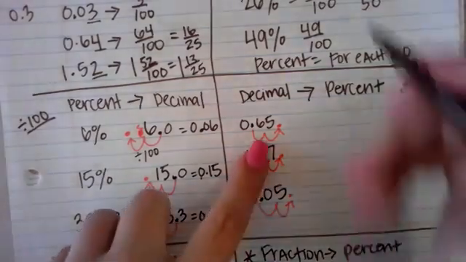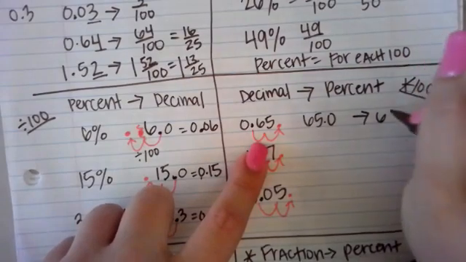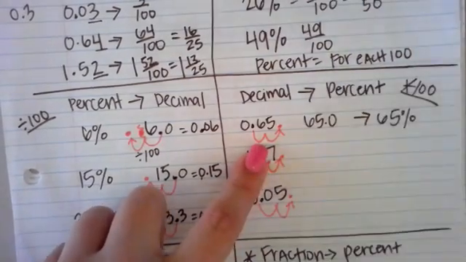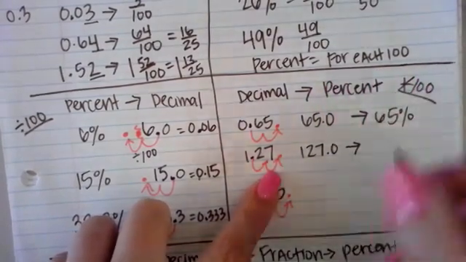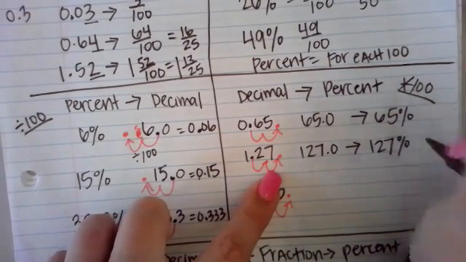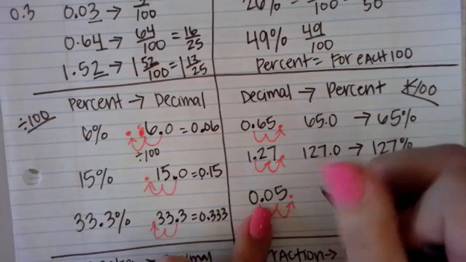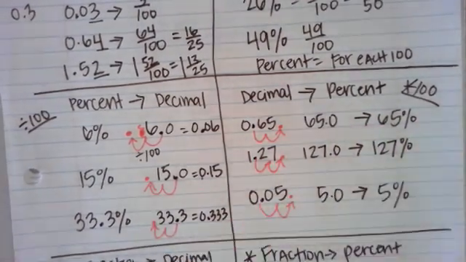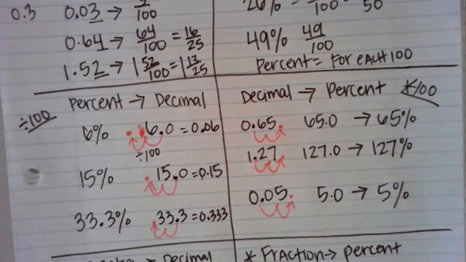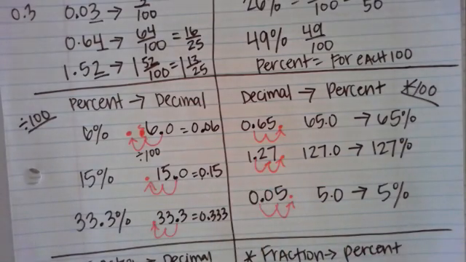So this translates to 65.0, which is the same thing as 65%. This now translates to 127.0, which is 127%. Yes, you can have a percentage over 100. That does exist. This translates to 5.0, which is 5%. So when we convert between decimals and percents, we either need to move our decimal place 2 places back or 2 places forward. It just depends if we're going from percent to decimal or decimal to percent.